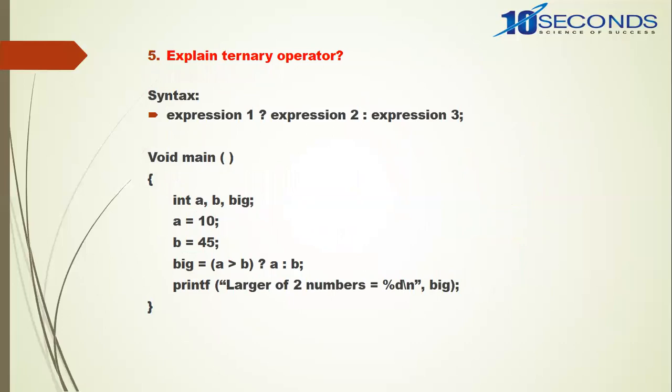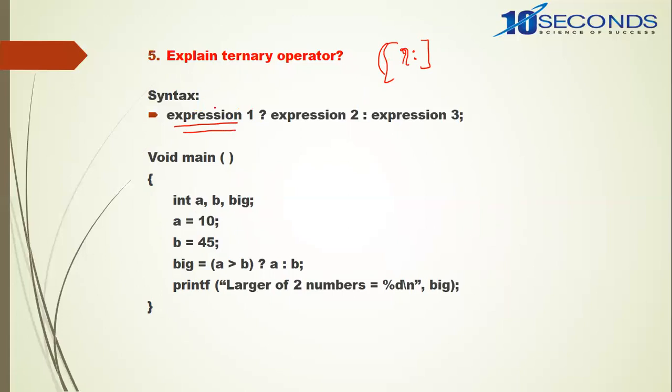Explain ternary operator. Ternary operator is also called conditional operator. It is represented like this: question mark and colon. This is my question mark. So question mark and colon. So expression 1 will be evaluated.